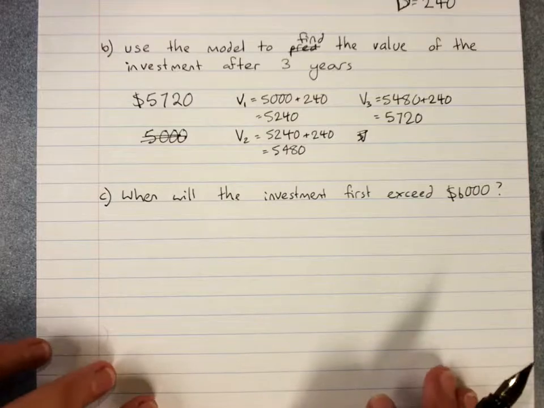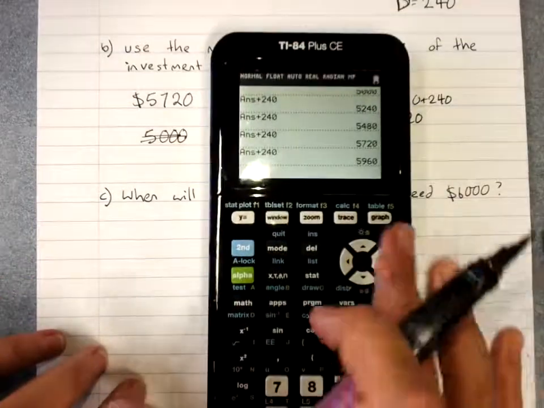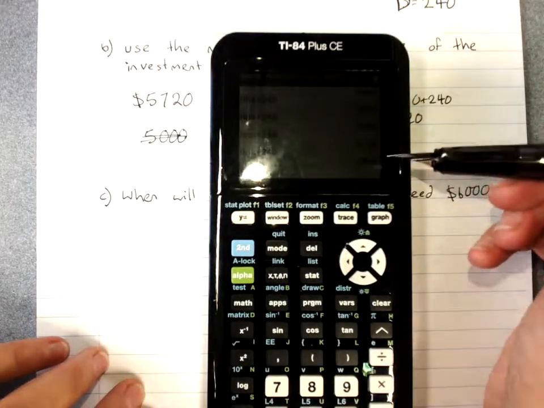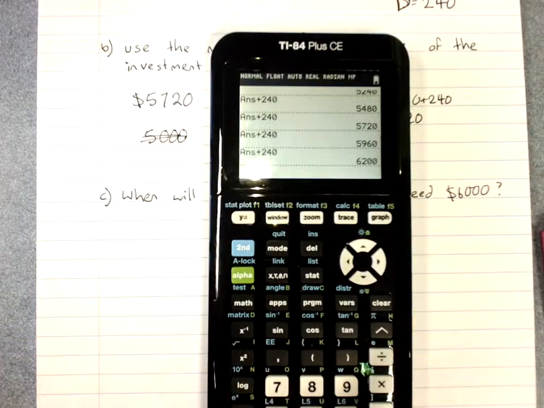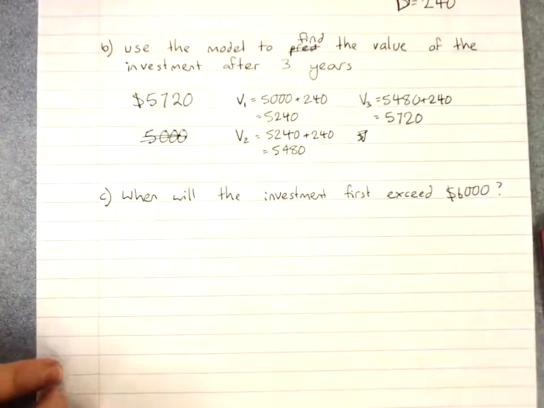When will the investment first exceed 6,000? So click through until we get to 6,000, which was here at 3, 4, 5 years, after 5 years.